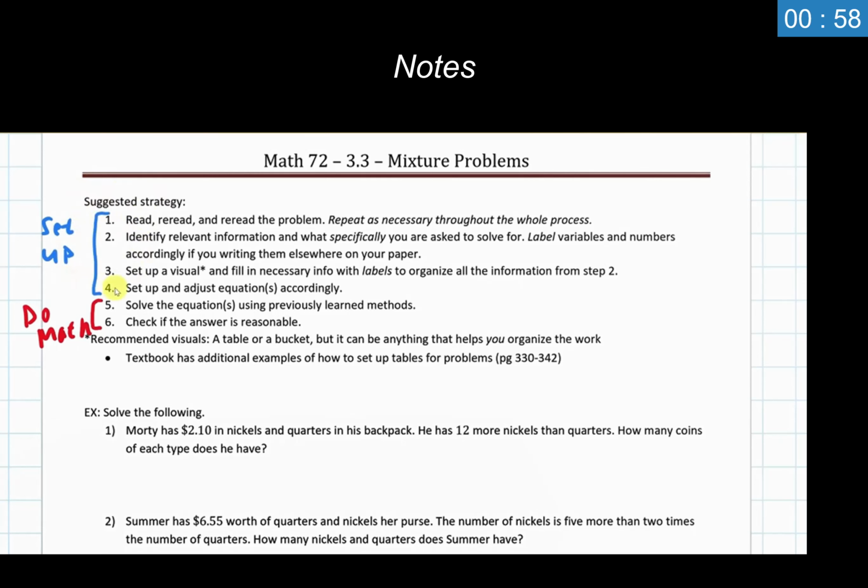So if you're following along with the textbook, they do have some examples on using tables, and more of those on page 330 to 342. We have 5 examples here, and I'm going to go through one of them using the table, and then the rest of them I am going to use a bucket for. This is purely and entirely personal preference, as I find the buckets a better visual for me to keep track of two sets of things mixing together, and that just clicks for me a lot more.